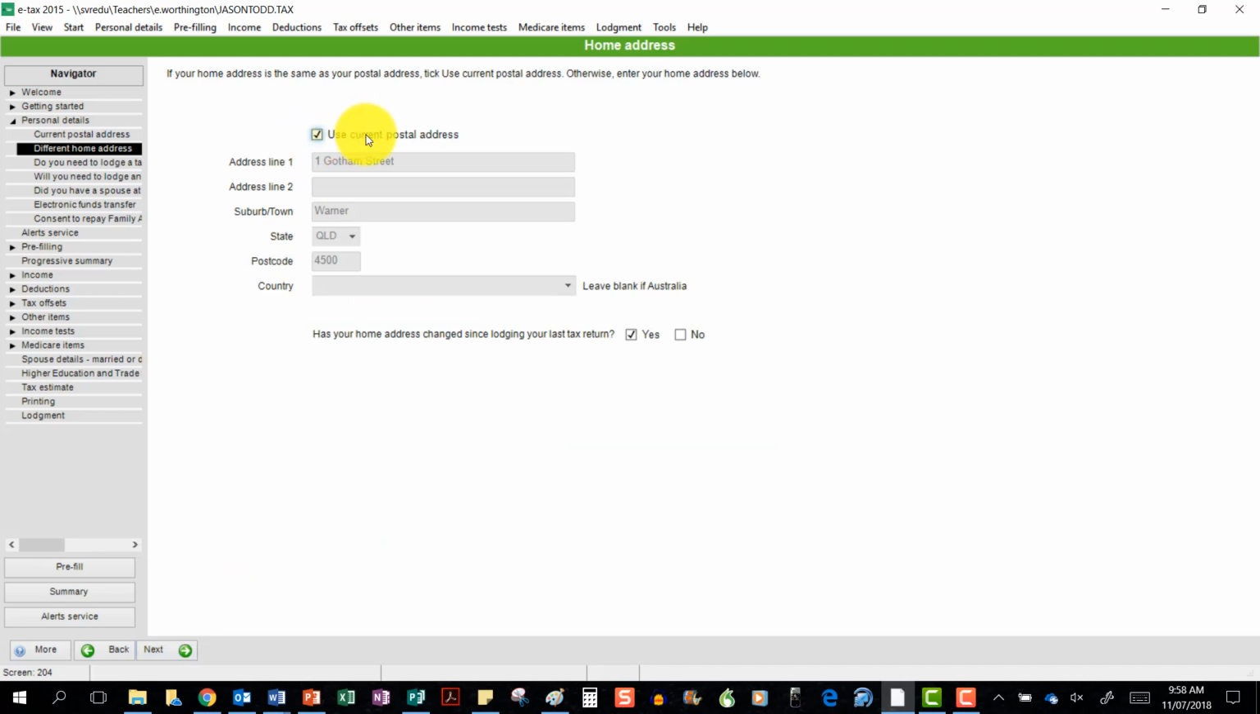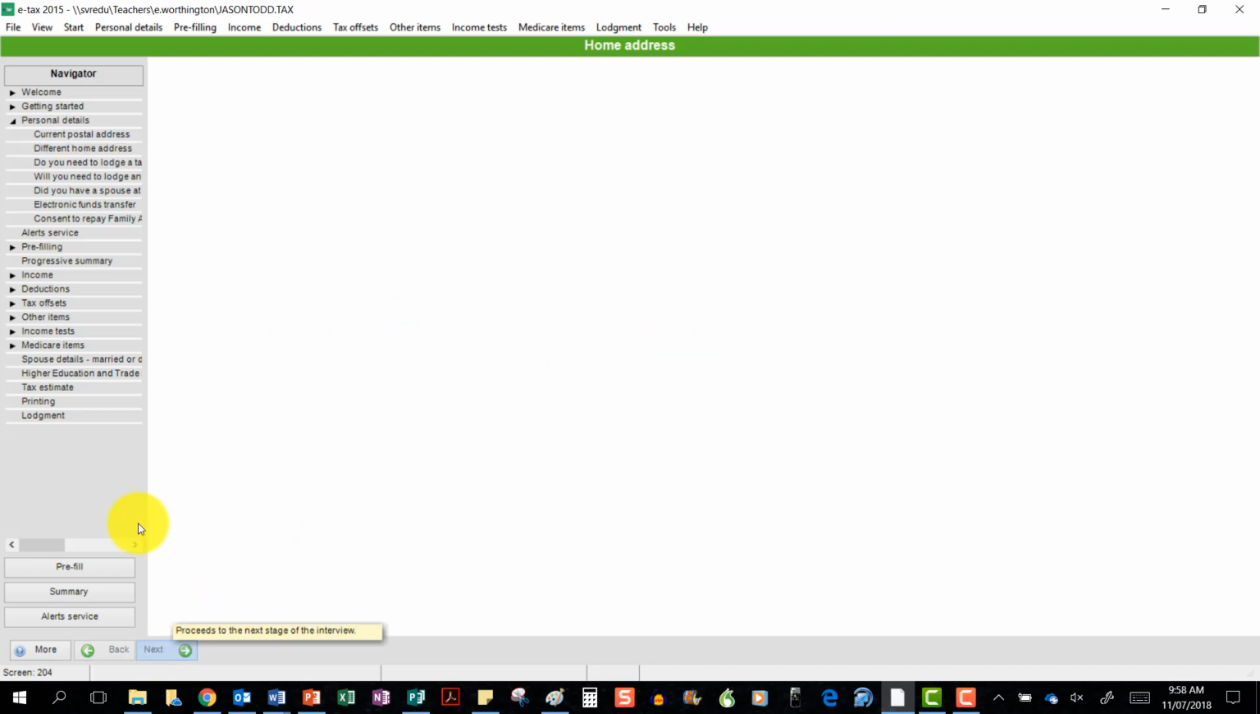Definitely make sure that this is ticked so you don't have to type it all in again. Just use the current postal address. Has the home address changed? No. And clicking next again.